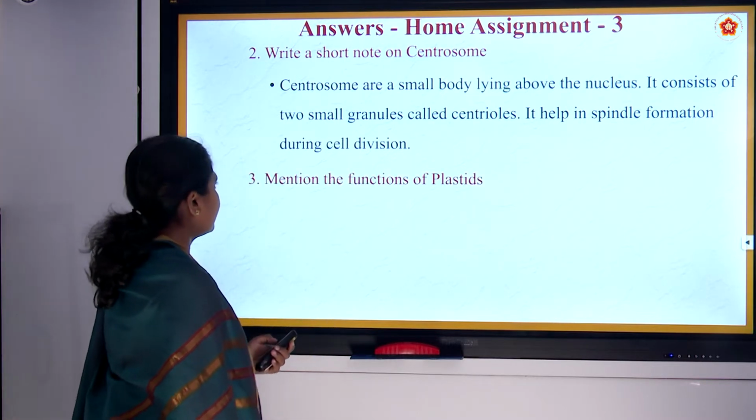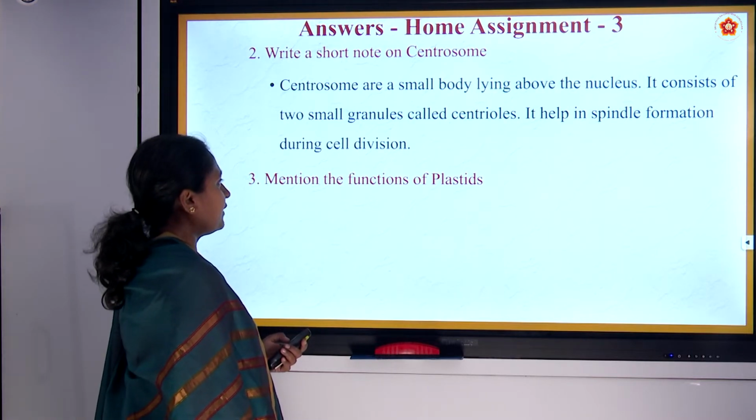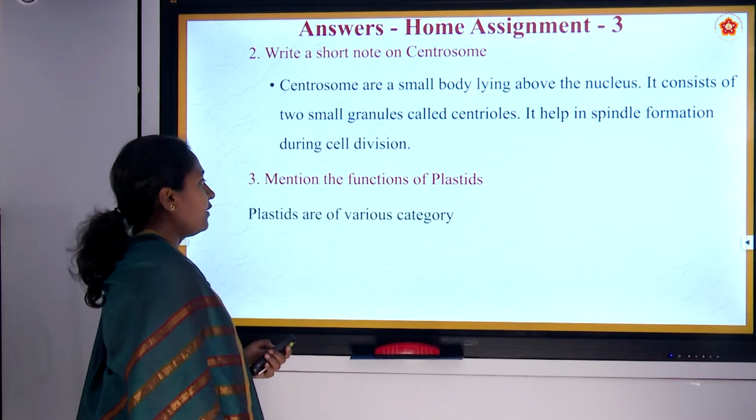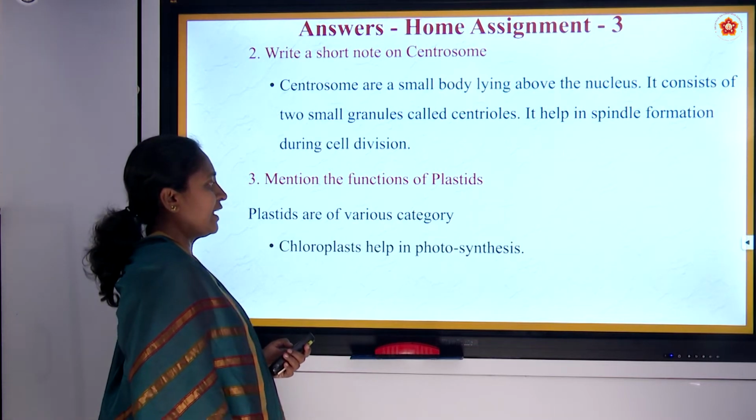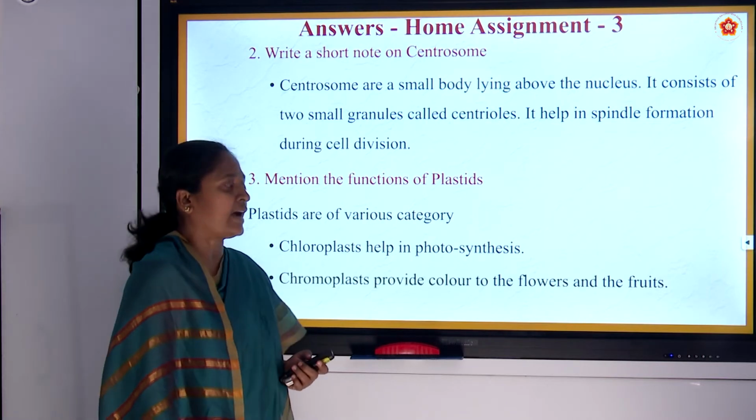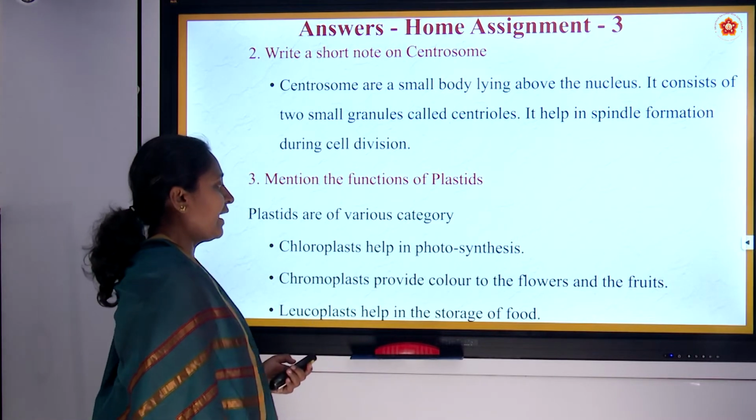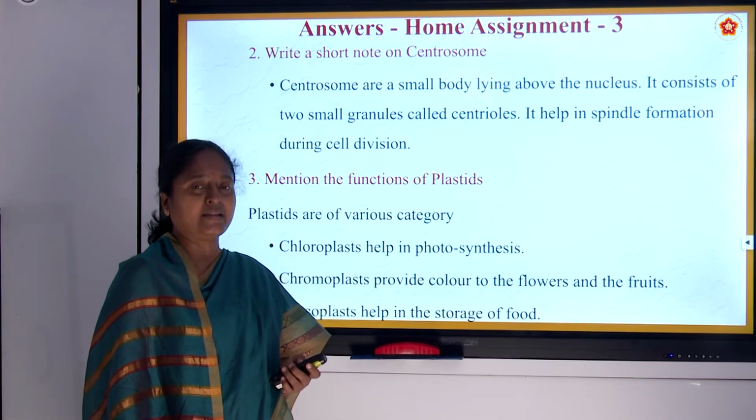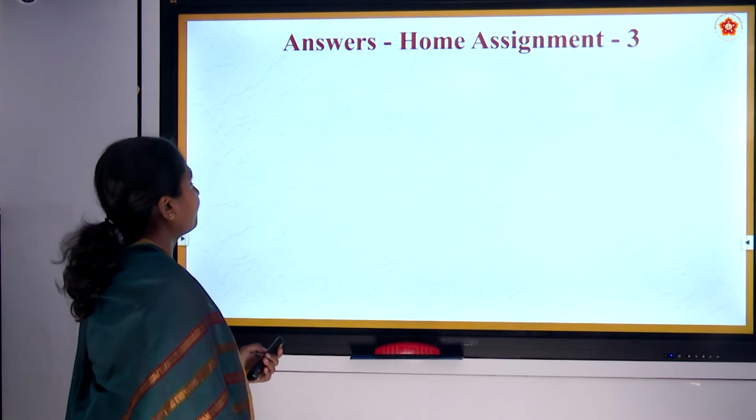And the next question is, mention the functions of plastid. Plastids are of various categories. Chloroplast helps in photosynthesis. Chromoplast provides color to the flowers and fruits. Leucoplast helps in the storage of food material. All these things are happening in the photosynthetic organism, especially in the plants.